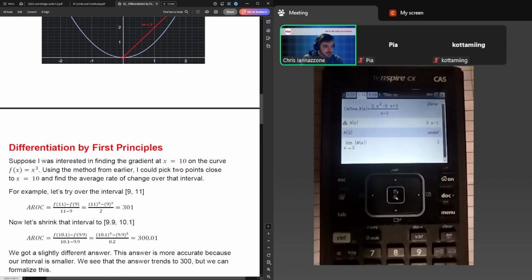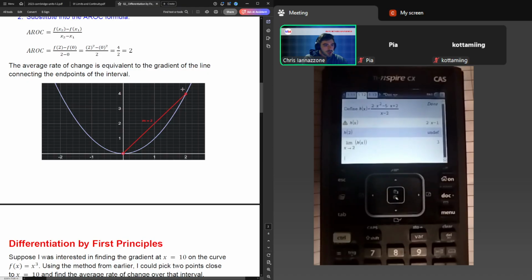Now, differentiation by first principles. The whole idea is to say, okay, cool. I want to know the gradient at specifically x equals 2. I don't care about all this other stuff behind. And so what I could do is say, instead of doing between 0 and 2, what if I did the gradient between 1 and 2? All right, that would be a little bit steeper, and it'll be a little bit closer to the actual gradient here. What if I take that even further?